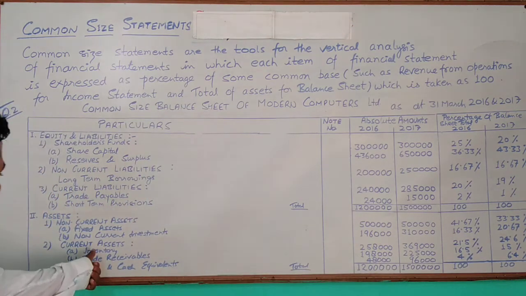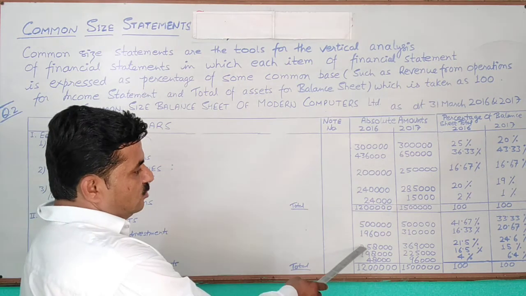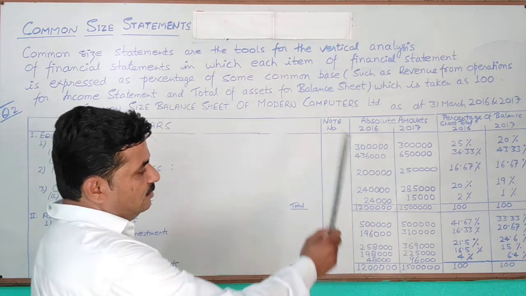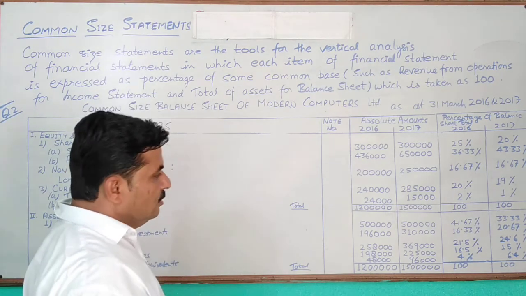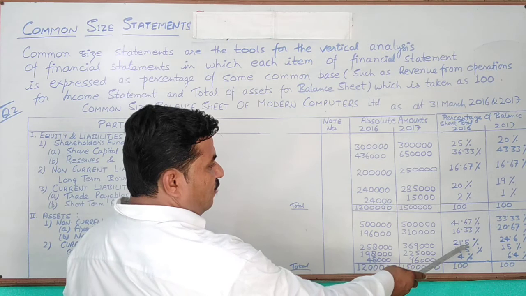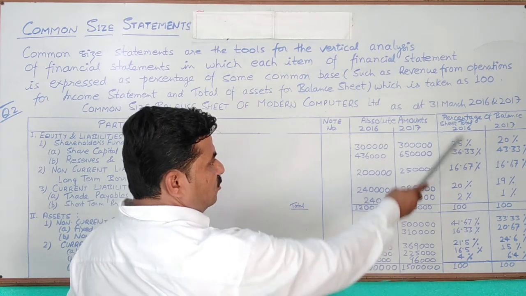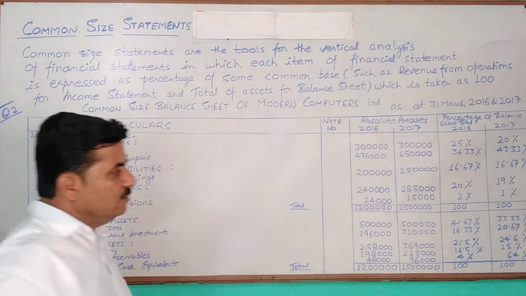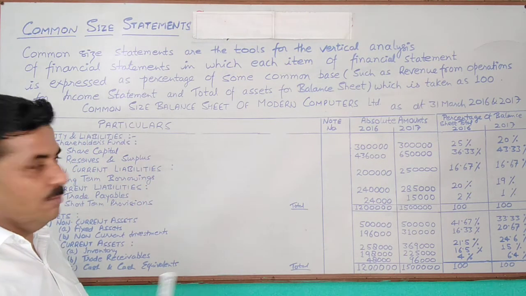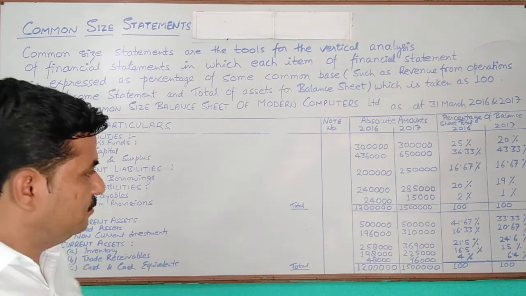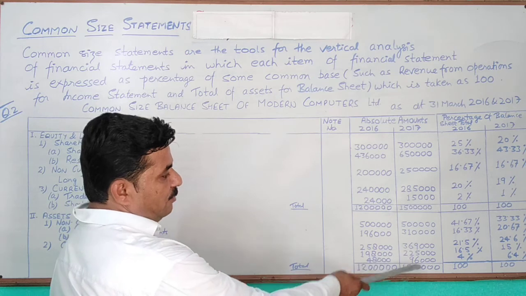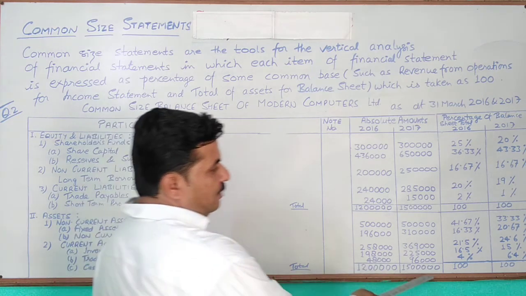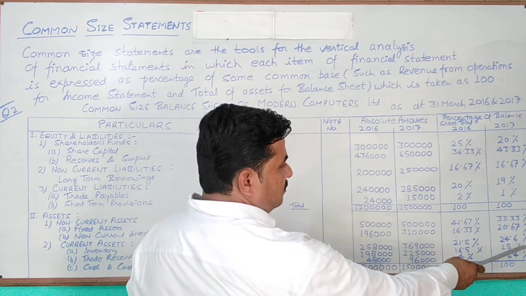Now we talk about current assets, which include inventory. Inventory is rupees 2,50,000 in the year 2016. It should be divided by 12 lakh and multiplied by 100. So we get 21.5% for the year 2016. It means inventory was 21.5% of the total of the balance sheet in the year 2016. Now we get 3,69,000 divided by 15 lakh into 100, that becomes 24.6%.